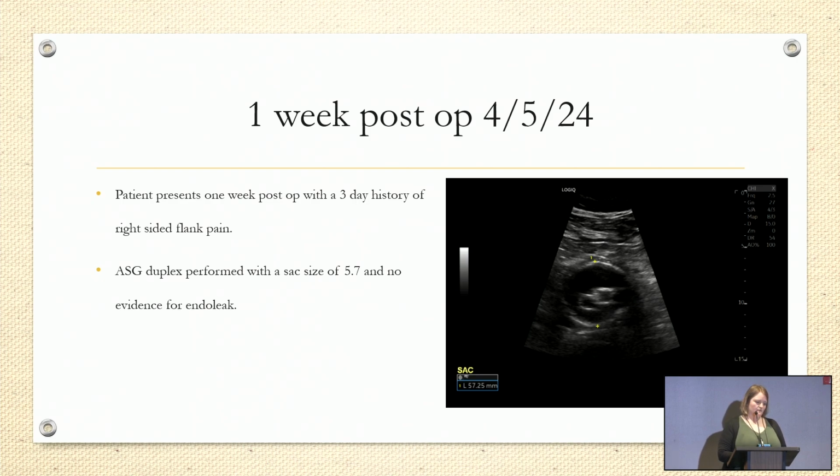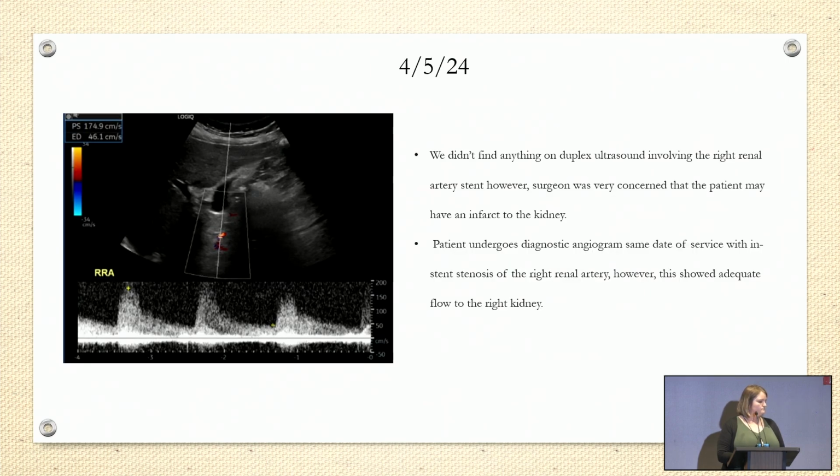One week post-op, the patient presents with a 3-day history of right-sided flank pain. An AAA duplex was performed with a sac size of 5.7 and no evidence of an endoleak. See those calipers there? We're measuring outer wall to outer wall. At the time of that exam, we didn't find anything on duplex ultrasound involving the right renal artery stent.